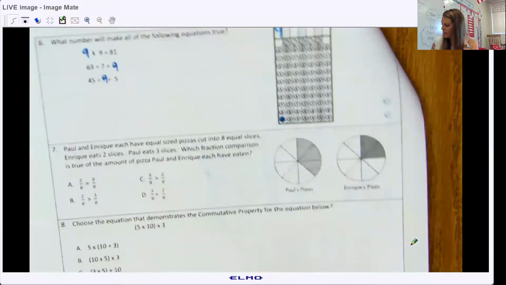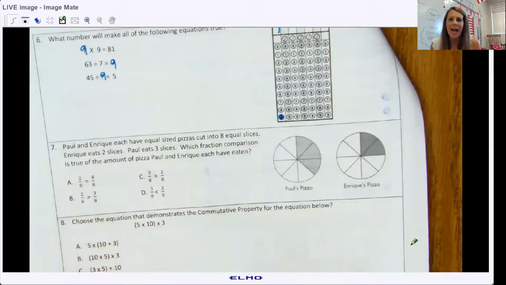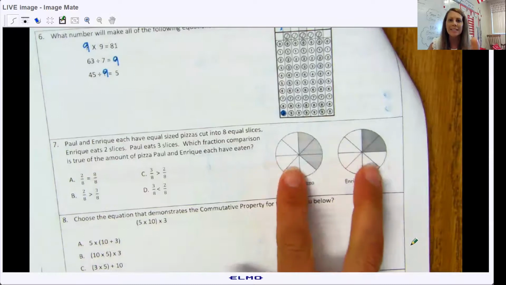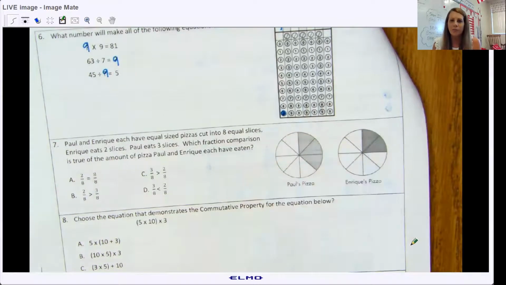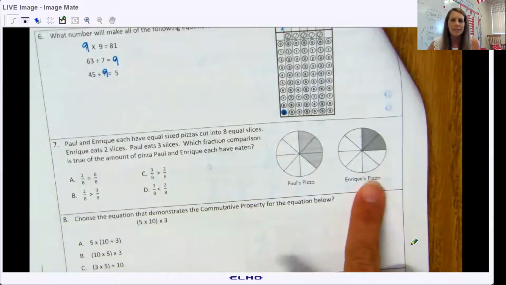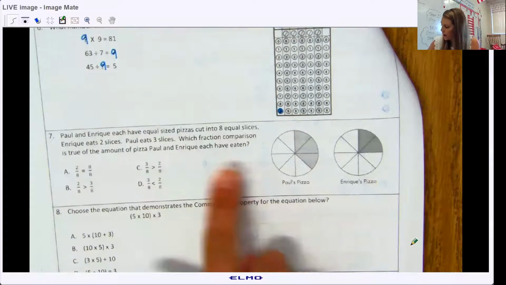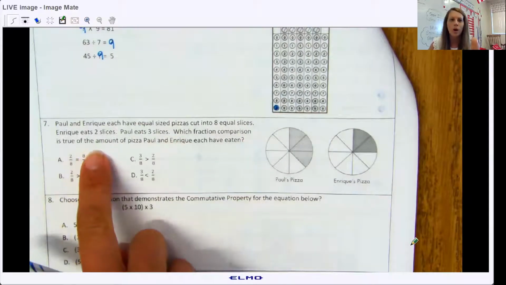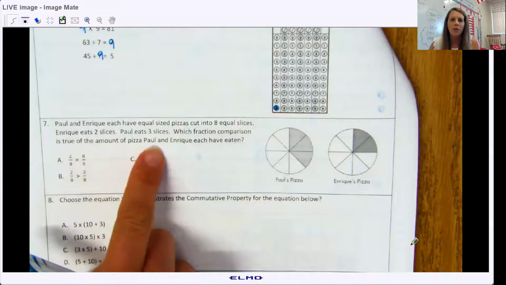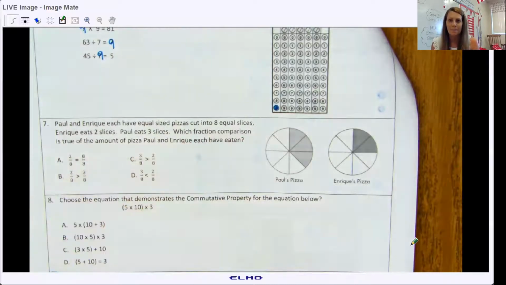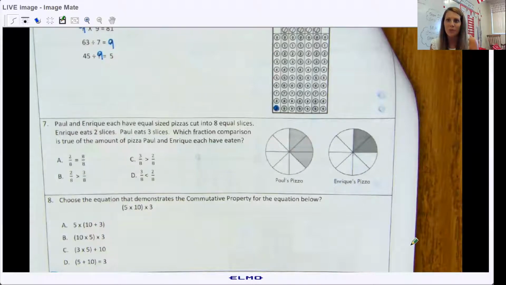All right, number 7, Paul and Enrique each have equal size pizzas cut into 8 equal slices. Enrique eats 2 slices. Paul eats 3 slices. Which fraction comparison is true of the amount of pizza Paul and Enrique have eaten? There is a silly answer here that you should be eliminating right away. Pause the video, solve your answer on pause when you are ready.